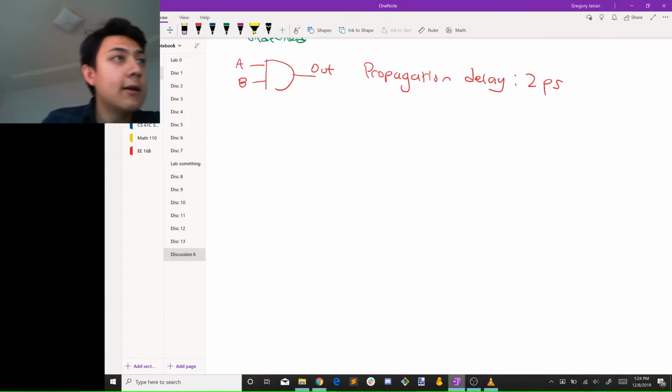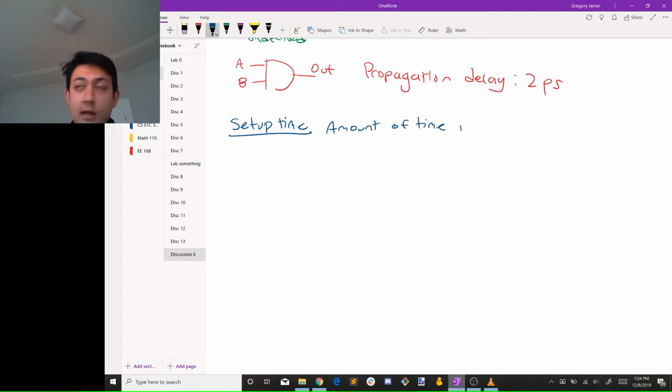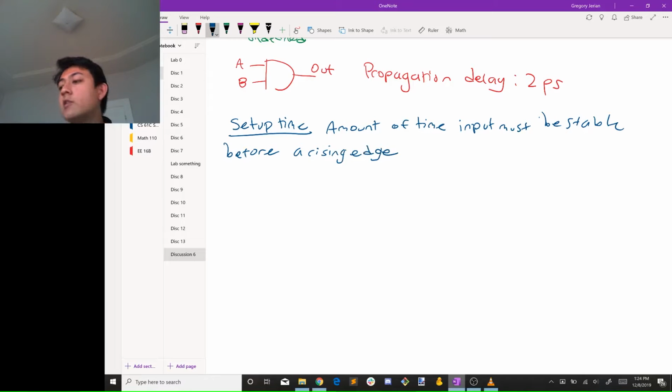Let's go over some more terms. The first term is setup time. Setup time is defined as the amount of time an input must be stable before a rising edge. So the clock will have a rising edge, but this input has to be stable for the setup time before the clock has a rising edge in order for the input to count.